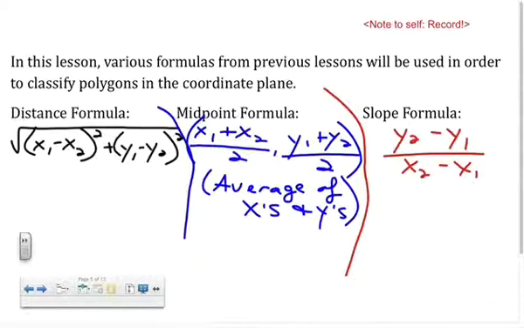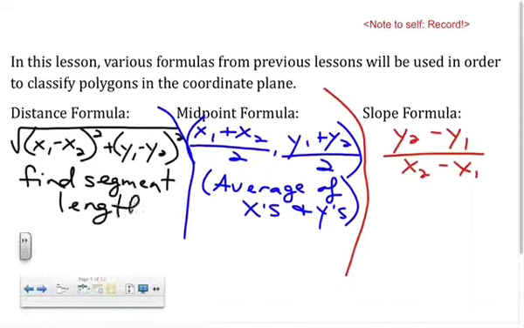Okay, to clarify, you might want to add a little note to yourself about when these formulas would be used. The midpoint formula is kind of a given. You'll be using it when they tell you you're finding midpoints. Distance formula, however, you're not going to see the word distance anywhere. What you'll use distance formula for is to find segment lengths. And the slope formula we would use to determine whether sides are parallel or perpendicular, or segments are parallel or perpendicular.